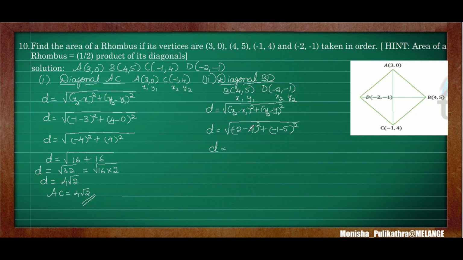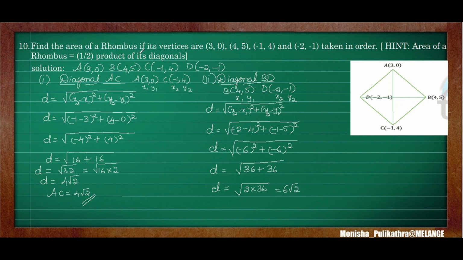So D is equal to, minus into minus is plus. So 4 plus 2 is 6. Minus 6 whole square plus, minus into minus is plus, 5 plus 1 is 6. So minus 6 whole square. So D is equal to 36 plus 36. We can write it as 2 into 36, 2 times 36. Okay, so the square root of 36 is 6. It will become 6 root 2.